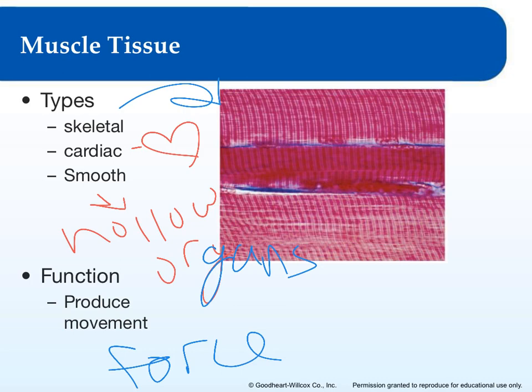The smooth muscle is the one we don't always know about. The smooth muscle is the one that's pushing the food through our intestine. It's the one that's changing the shape of the blood vessels to help us regulate body temperature. It's the one that's mixing the food up in our stomach. Okay? But it's still generating force and producing movement. It's pushing that food along.